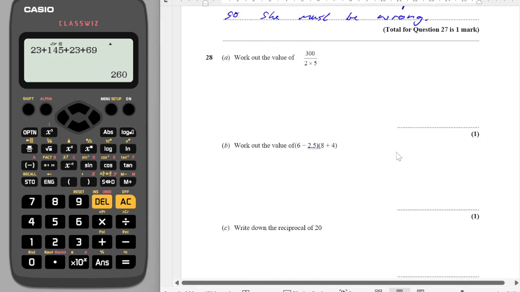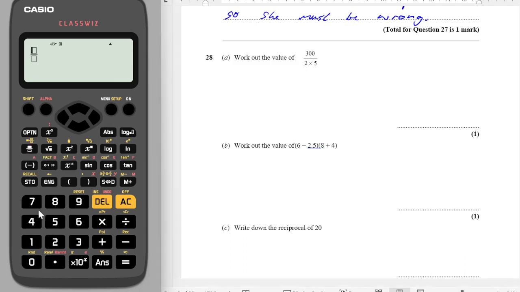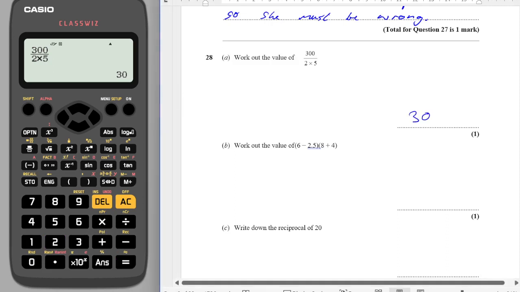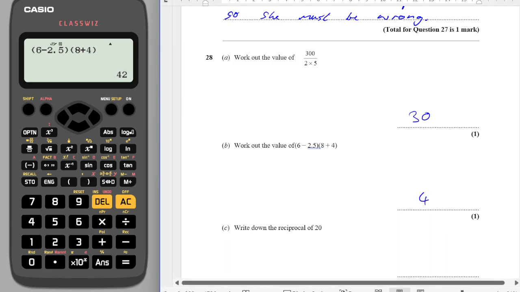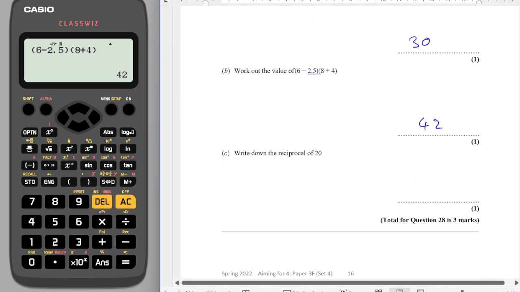Right, question 28. Work out the value of 300 divided by 2 times 5. So that's going to be 300 divided by 10, which should be 30. But let's just see with it. Calculator agrees with us. 30. Work out the value of, and again we can type this into our calculator, so 6 minus 2.5, close bracket, 8 plus 4, close bracket, equals 42. Could have worked it out separately, but there's no real reason why we would do that.